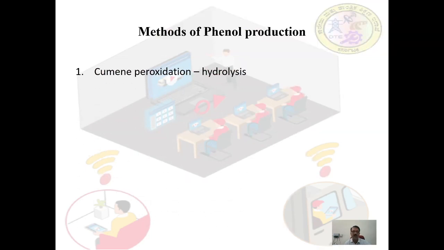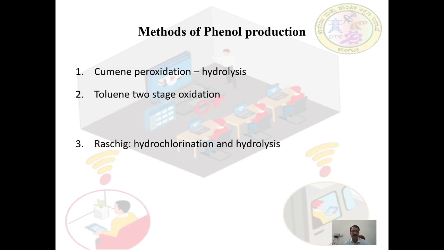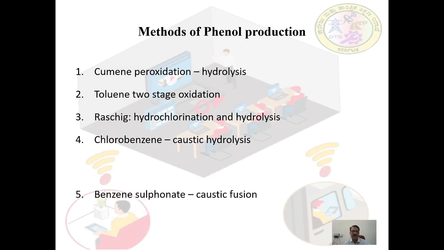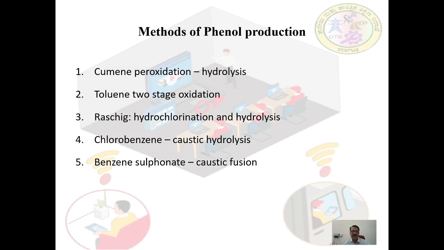Number 1, cumene peroxidation hydrolysis. Number 2, toluene 2-stage oxidation. Number 3, Raschig process, that is hydrochlorination and hydrolysis. 4th one, chlorobenzene caustic hydrolysis. 5th one, benzene sulfonate caustic fusion. And 6th one, benzene direct oxidation.